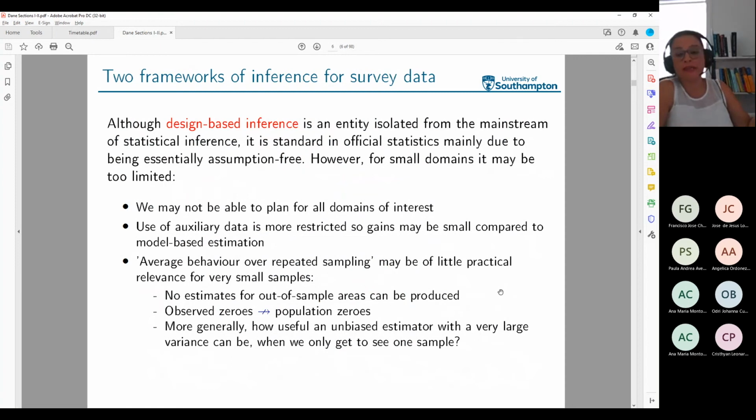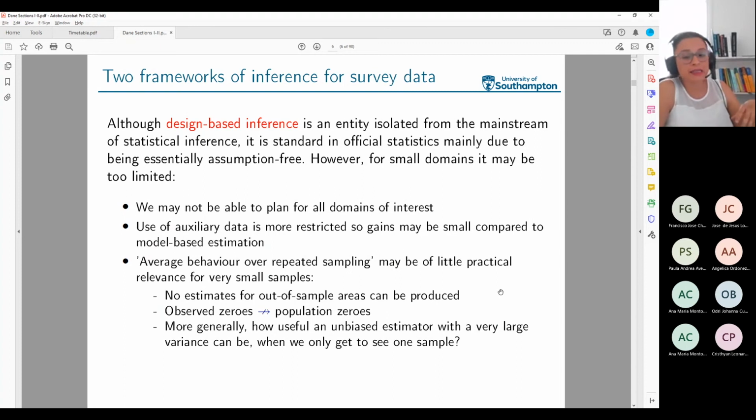Design-based inference is unfortunately an entity that is isolated from the mainstream of statistical inference. When you talk about statistical inference, a basic course in statistics, what do you talk about? You talk about regression models, and you talk about distributions, normality, Poisson regression, and so on. There are distributional assumptions, there is asymptotic inference, and so on. In that sense, design-based inference is like the weird guy that came to the party. It's completely separate from the mainstream of statistical inference.